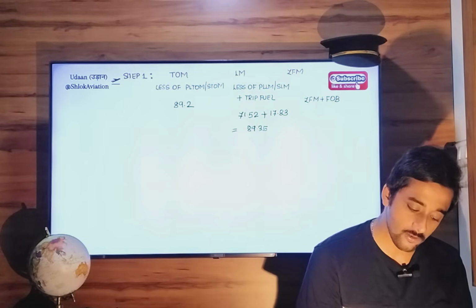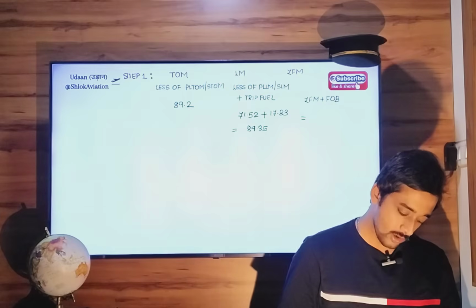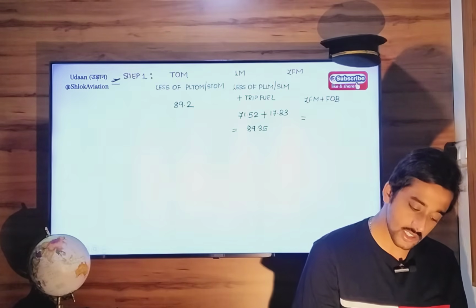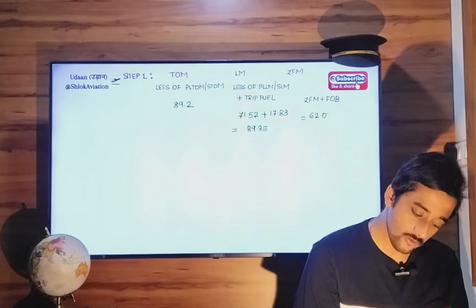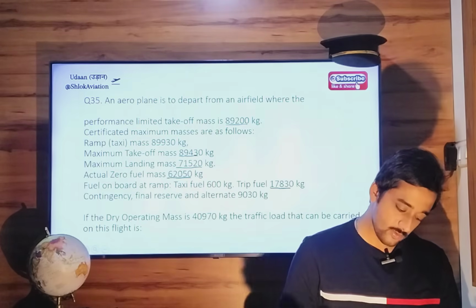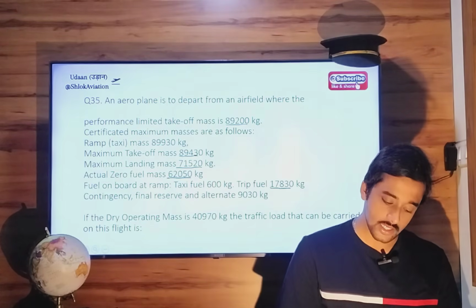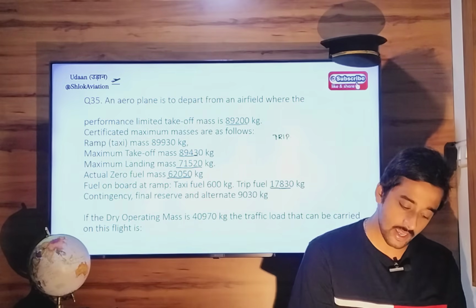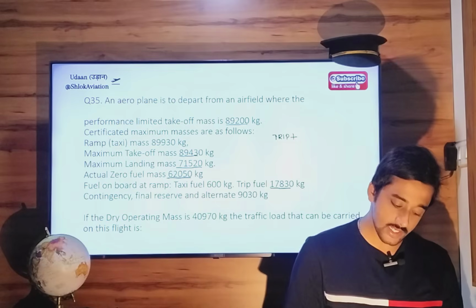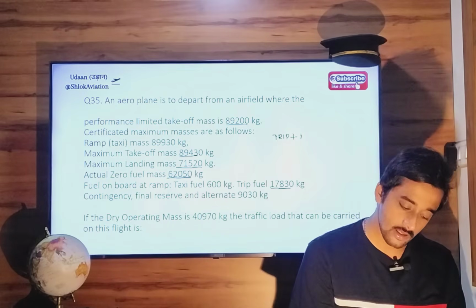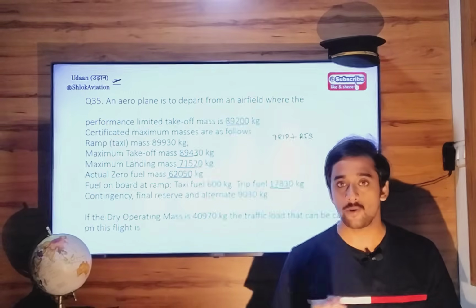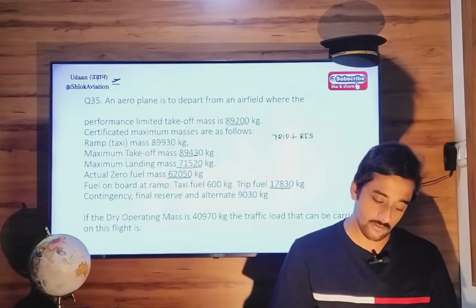In the zero fuel mass column, you are going to write zero fuel mass plus fuel on board at the time of takeoff. So zero fuel mass is 62,050, so 62.05, plus fuel on board. So you are going to add trip fuel plus contingency reserve and alternate fuel. You are not going to include taxi fuel because by the time you go to your runway, you will have burned all your taxi fuel.